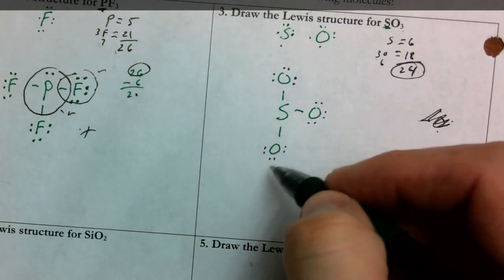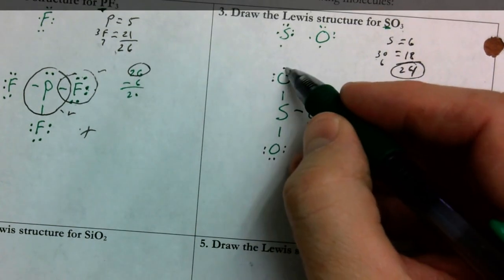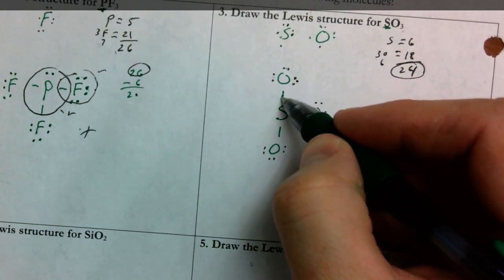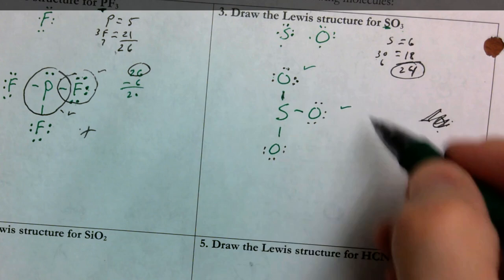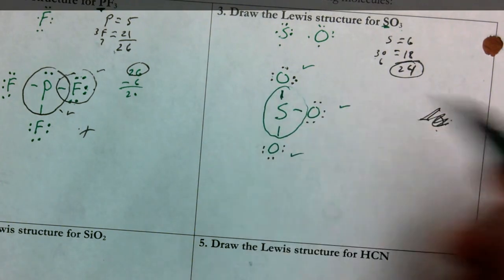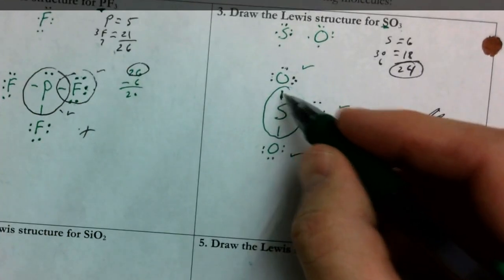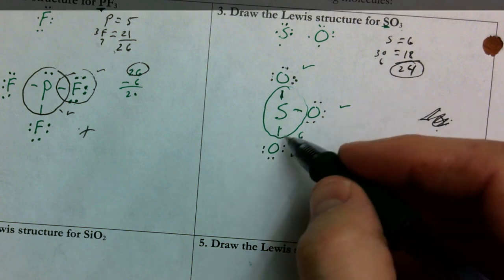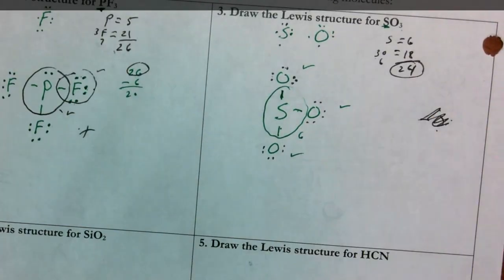All three oxygens look the same. They have 2, 4, 6 non-bonding electrons, and then 8 with the pair. So all of our oxygens are full. But our sulfur here is not full. How many electrons does it have? 2, 4, 6. So we have a problem, right? Sulfur is not full.